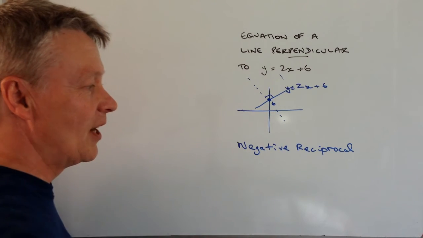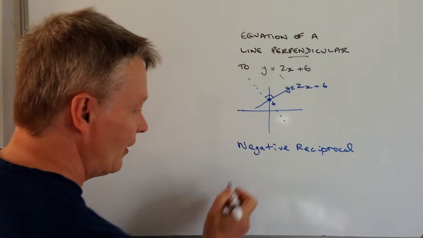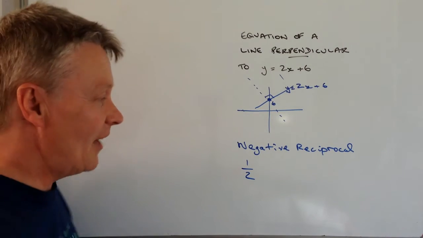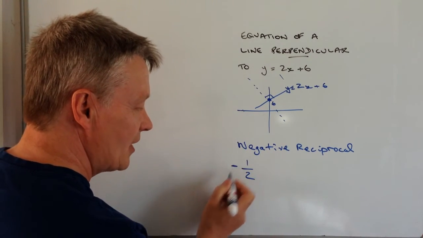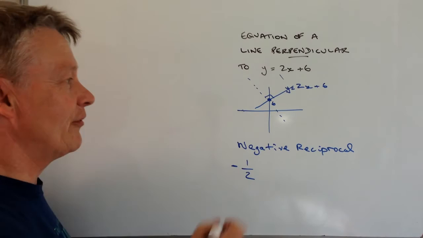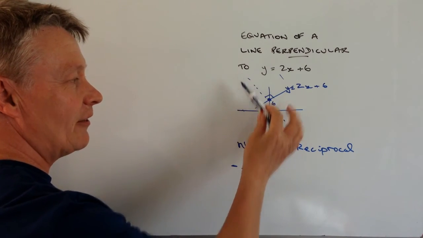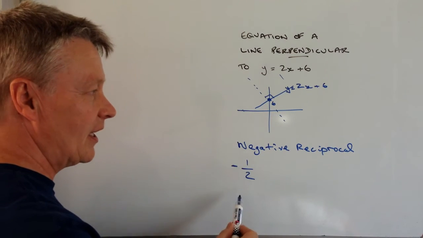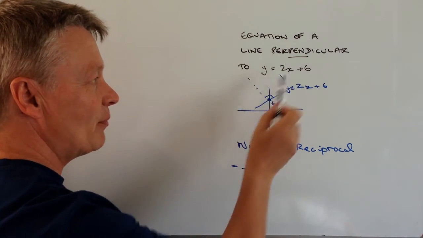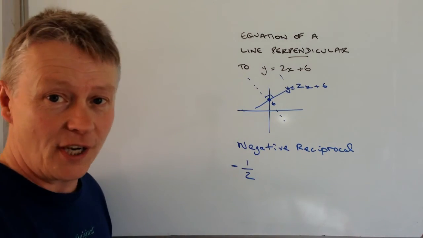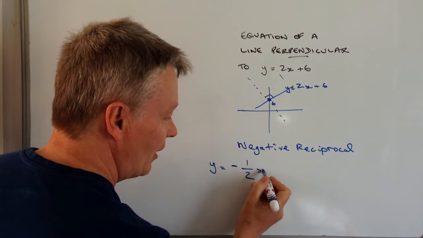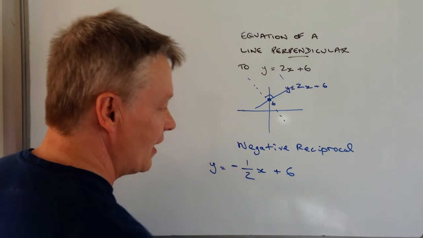The gradient is 2. The reciprocal of 2 is a half. It's just simply 1 over 2. And the negative reciprocal is minus a half, because don't forget that if a gradient is going in this direction, it's a negative gradient. So in this particular case, the line that's perpendicular to y equals 2x plus 6 will be y equals minus a half x plus 6 as well.